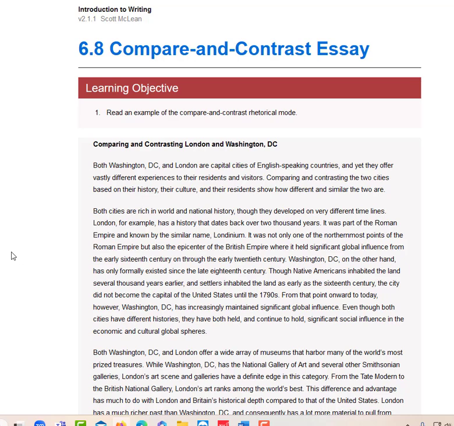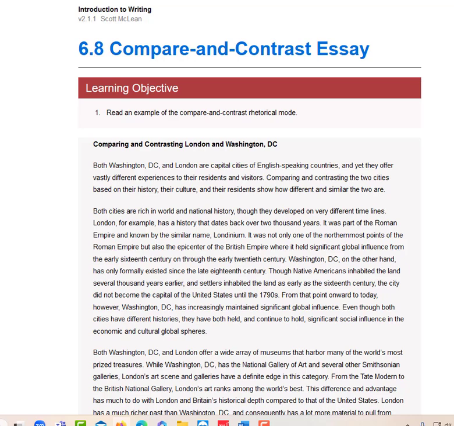Both Washington, D.C. and London are capital cities of English-speaking countries, and yet they offer vastly different experiences to their residents and visitors. Comparing and contrasting the two cities based on their history, their culture, and their residents show how different and similar the two are. Both cities are rich in world and national history. Though they developed on very different timelines, London, for example, has a history that dates back over 2,000 years.